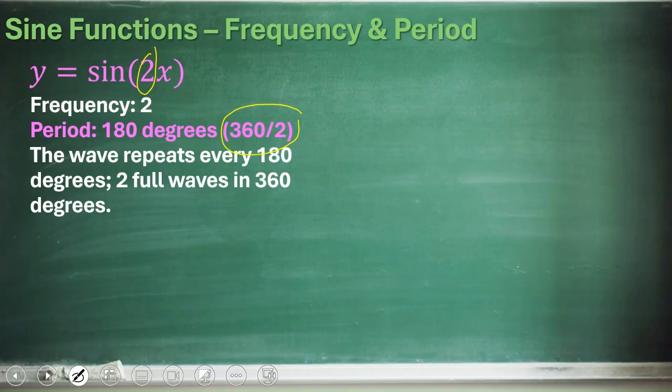All right, what that means is our wave repeats every 180 degrees. And if we're thinking about it as frequency, we could say 2 full waves are completed in the typical period of a sine wave, which is 360 degrees. So you could think about the sine wave going double speed. All right. Our next equation, y equals sine of 1/4 x.